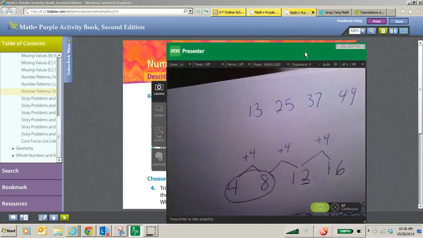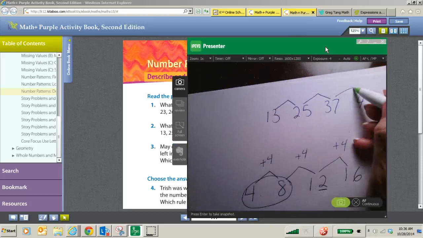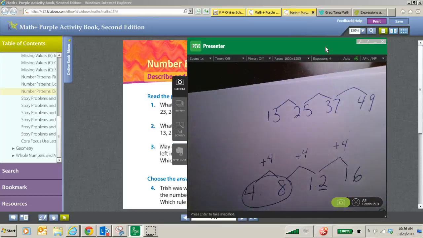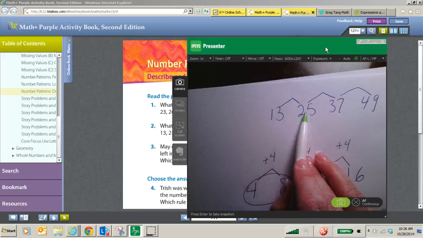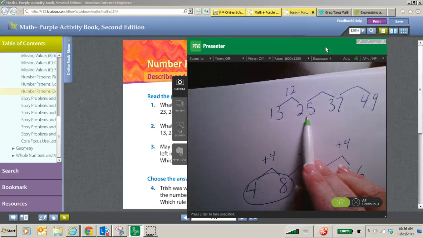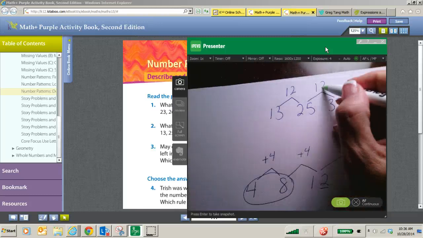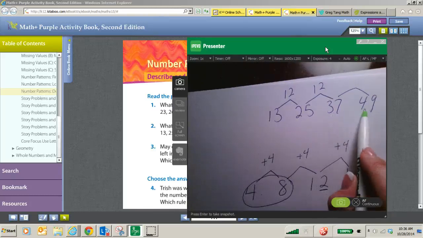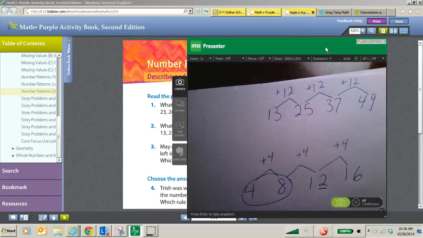So again, we want students to really think about what is the difference between these numbers, and is it the same every single time? If we count up to 25, I know I can go a whole group of 10, and that would be 23, and then 2 more. So that would be 12. Let's think about that number sense. 25 plus 10 more would be 35. And then 2 more, so that again would be 12. 37 to 47 would be a group of 10, and then 2 more would be 12. So our pattern is add 12 every single time.